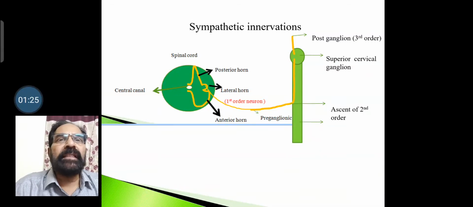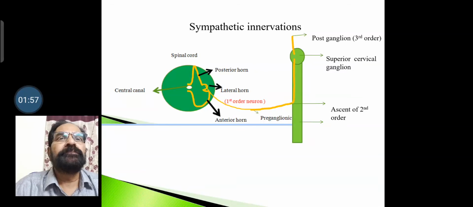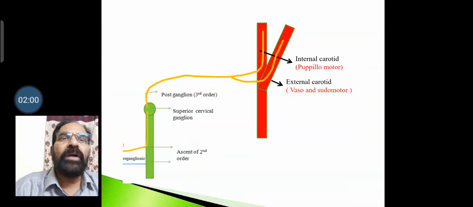So in this picture you can see that the first order neuron is represented by the lateral horn. Then the preganglionic fibers take origin from the lateral horn. Then they enter the sympathetic chain at the second order, and they will be relaying in the superior cervical ganglion, and the postganglionic fibers emerge from the superior cervical ganglion. So after emerging as the third order postganglionic fibers, they divide.